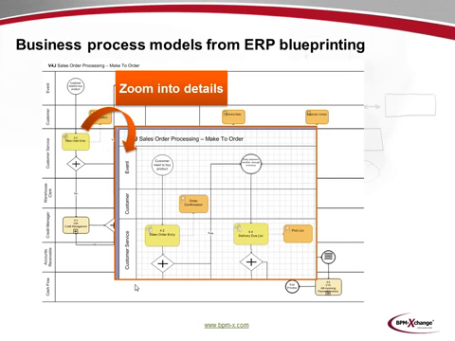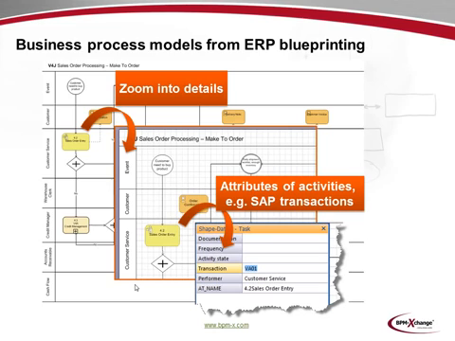Looking at the attributes of a business activity, we can see that in ERP systems like SAP, activities are implemented through so-called SAP transactions. In a process model, transactions can be represented by shapes or simply by a so-called transaction code attribute. As a typical SAP example, we can see here the VA01 transaction, which is used to create a sales order.